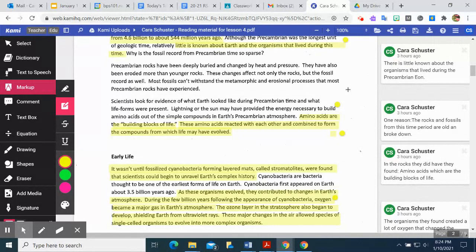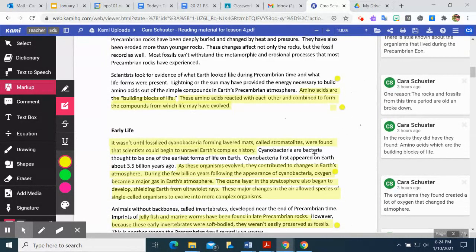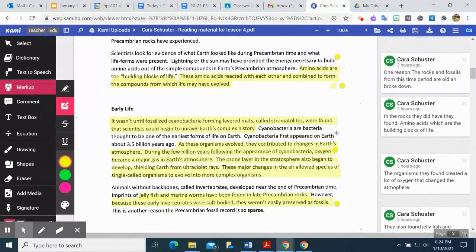And also another reason is because some of the animals during that time, like towards the end, were invertebrates, which means they didn't have backbones. Like jellyfish and marine worms have been found in Precambrian rocks, because they were soft-bodied, you couldn't really preserve them as fossils because their entire body disintegrated, where bone is really hard, so it will stay longer than a soft body. So it was kind of hard for scientists to figure out what the animals were during that time.